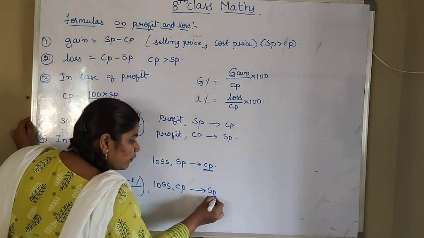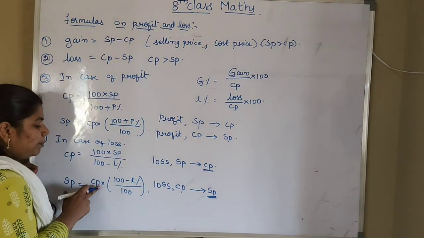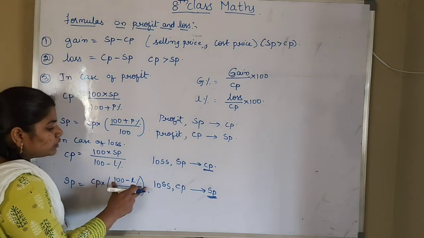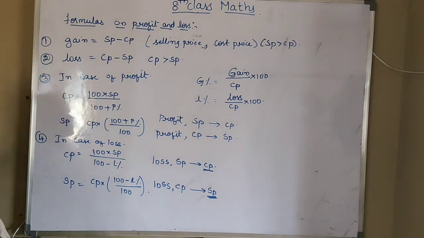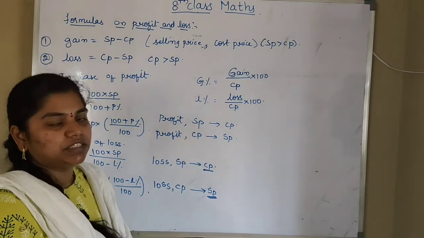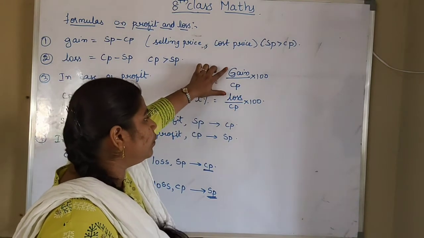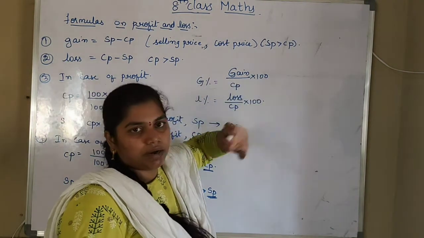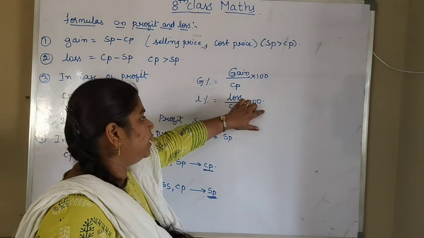So if you want to find the SP, you have to use this formula. What is that? CP into 100 minus loss percentage by 100. Okay. Now last, how to find the gain percentage and how to find the loss percentage. Gain percentage is equal to gain by CP into 100 and loss percentage is equal to loss by CP into 100.